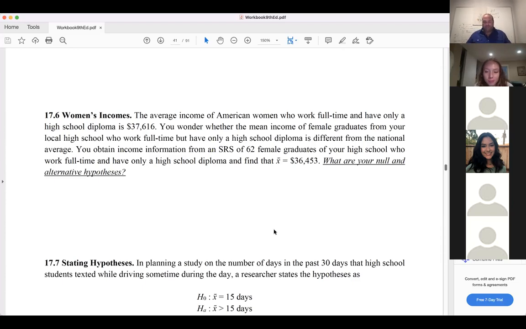Okay, so I'm looking for three things: null, either in words or symbols; alternative, either in words or symbols; and finally, what are we missing? I'm going to give you 10 more seconds to type that out. So 3, 2, 1, go.